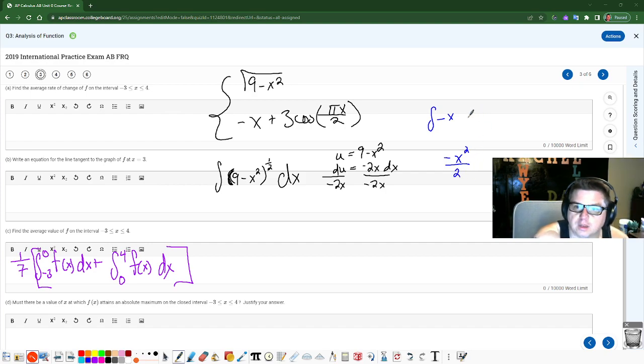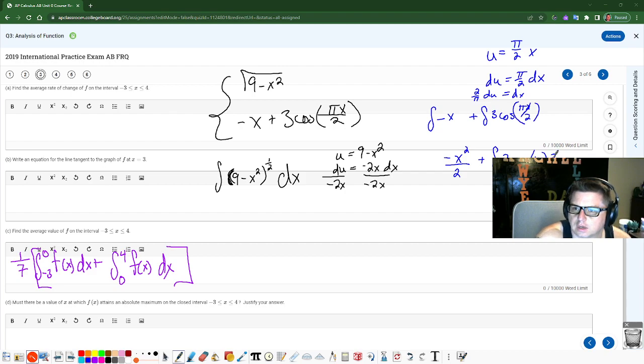Okay. Then we could even integrate 3 cosine of pi x over 2. And this is just a good u substitution problem because we're going to do pi over 2 x, and then we take the derivative, we're going to be left with pi over 2 dx, and then we can swap it so that 2 over pi du equals dx, and then we can plug it in so that we have integrating 3 cosine of u times 2 over pi du. And we can take that constant out and do 6 over pi, and then we can integrate cosine of u du. And what gives you a cosine? Well, sine of u gets you a cosine.